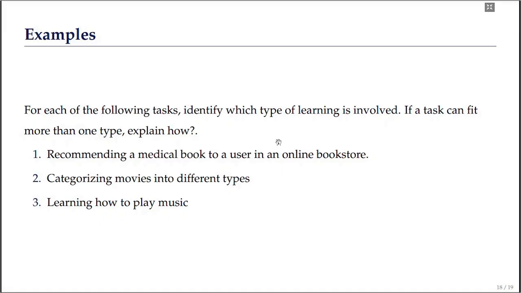And third, let's consider learning how to play music. Now here, if we learn the music by ourselves, it is unsupervised learning. If we learn the music by a teacher, or let's say an instructor, it is considered as supervised learning. If we learn the music by ourselves, but if another person judges whether our music is good or bad, in that case, learning how to play music can be considered as a reinforcement type of learning.